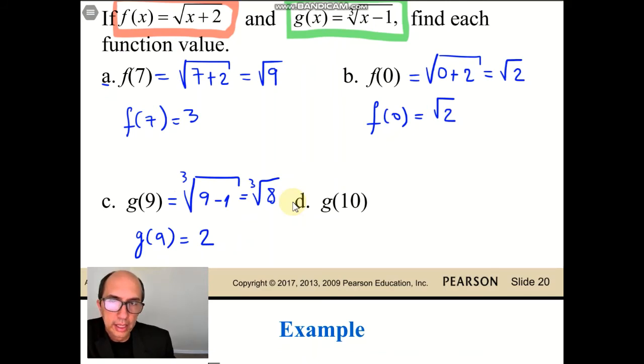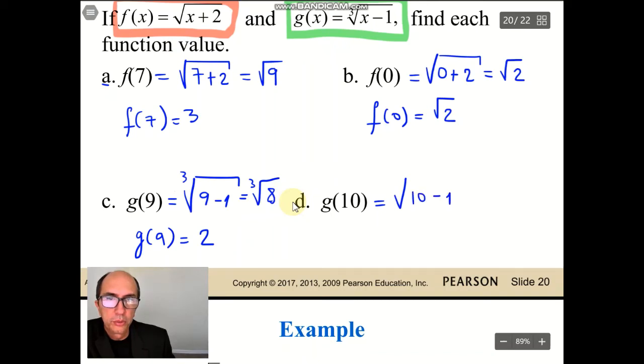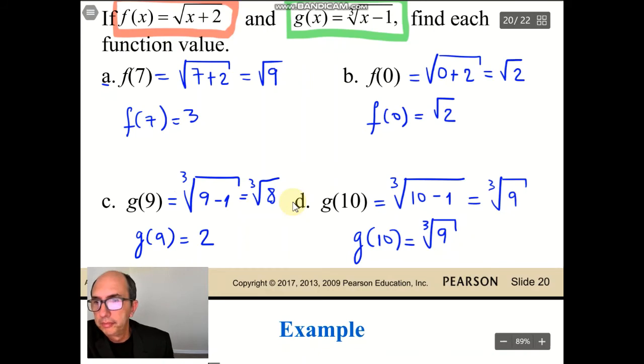And the last example for this set here, g(10), g for x equals 10. Plug in 10 minus 1, cube root, right? And 10 minus 1 is 9. g(10) equals the cube root of 9, and that's it.